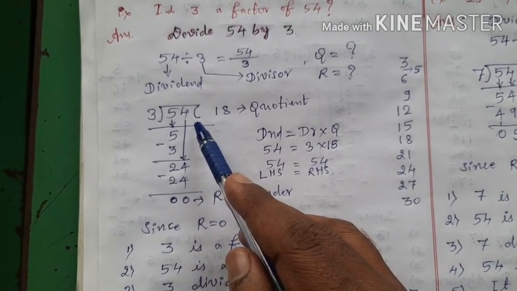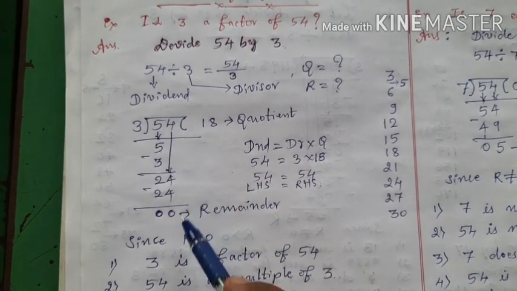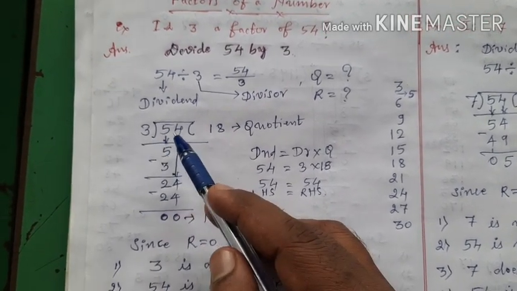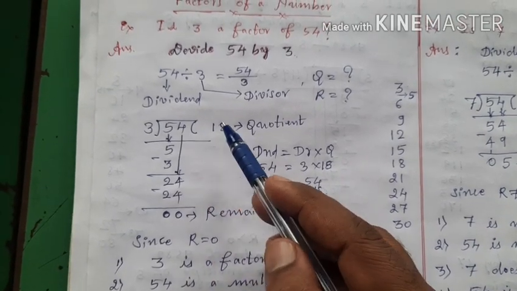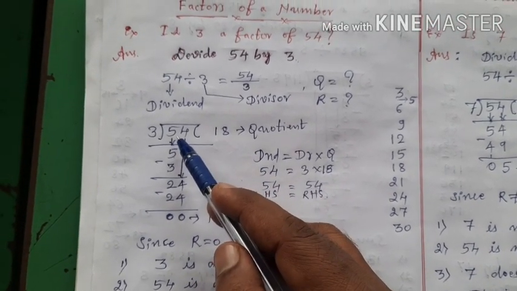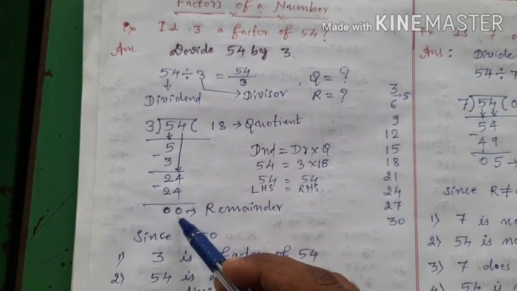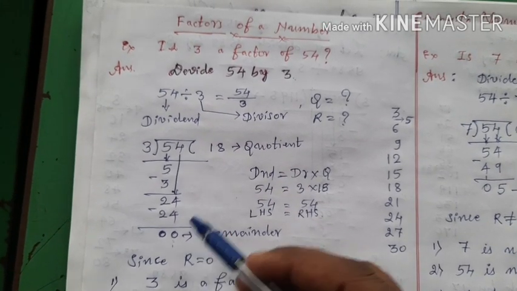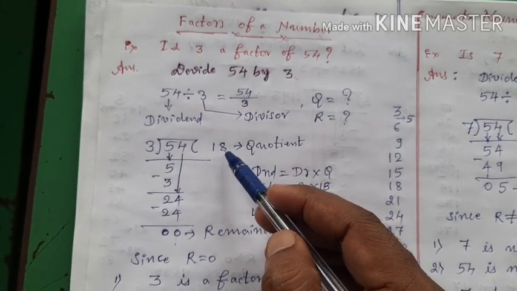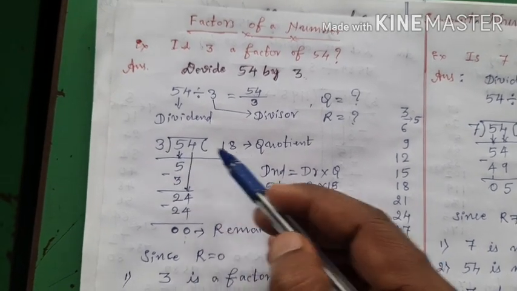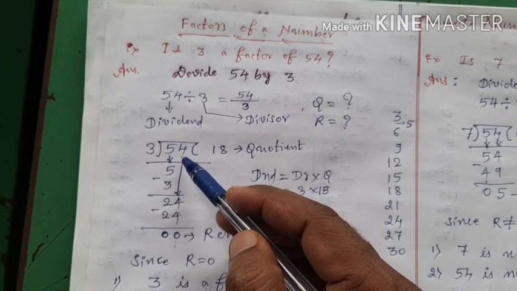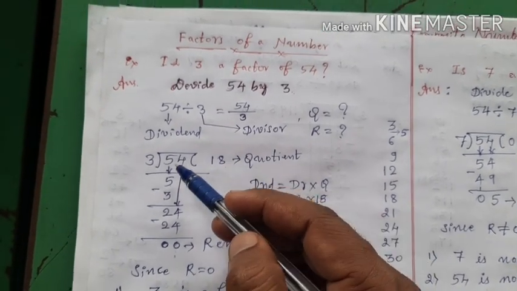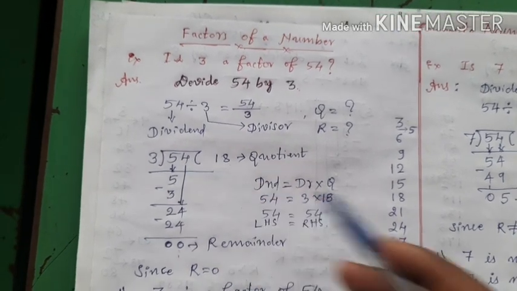Whenever you carry out a division and you see that the remainder is 0, you decide that the divisor is a factor of 54. That time even the quotient is also a factor of 54. Here the remainder is 0, therefore 3 is a factor of 54. If the remainder is 0, then this quotient 18 is also a factor of 54. Take 18 and divide 54, that time also you will get remainder 0. Therefore, 18 is also a factor of 54. Is it clear?